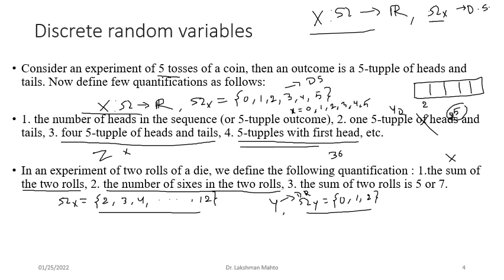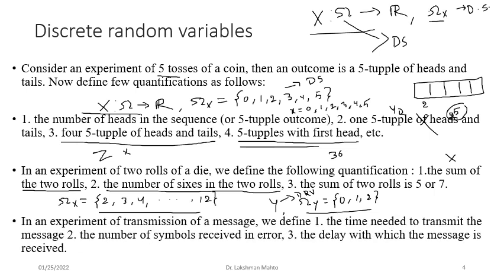You can see a lot here right now. If your sample space happens to be a discrete set, then by default the corresponding random variable would be a discrete random variable. But if your sample space is continuous, you can also define a discrete random variable over a continuous sample space. That scenario will come later.